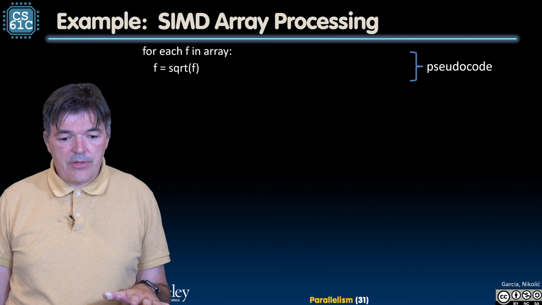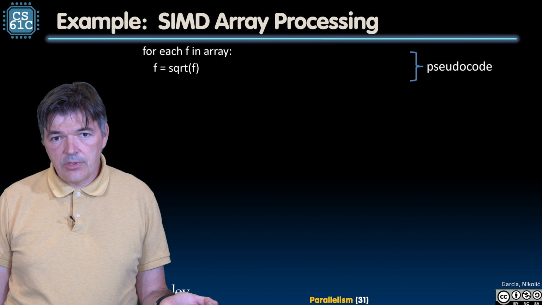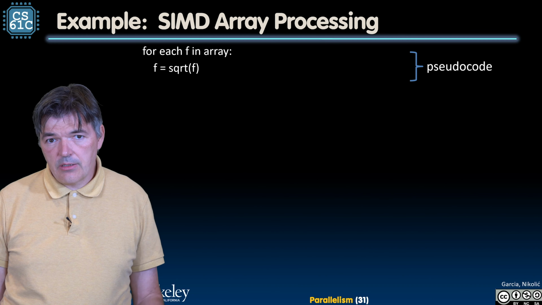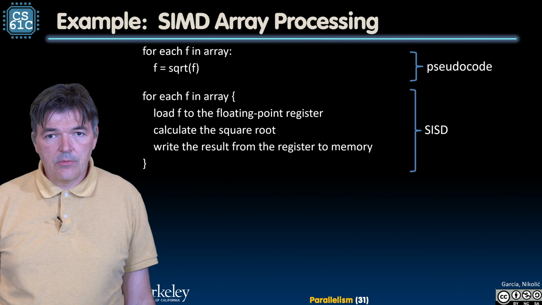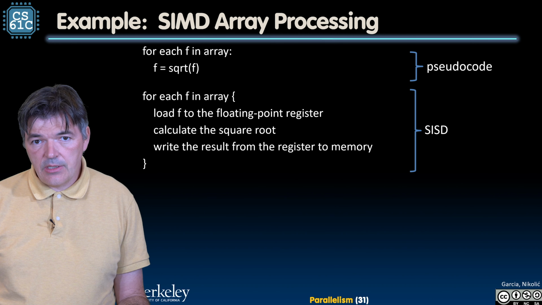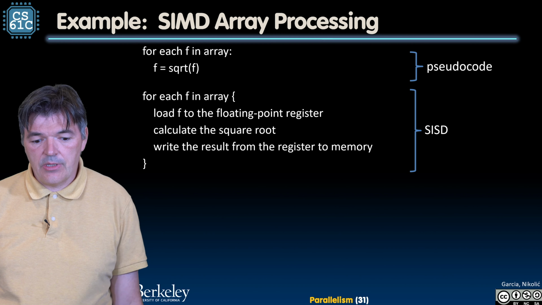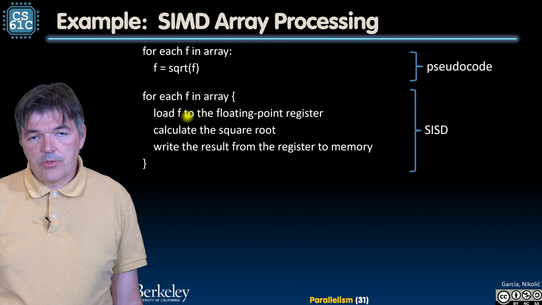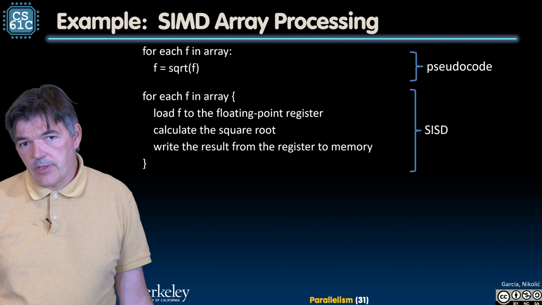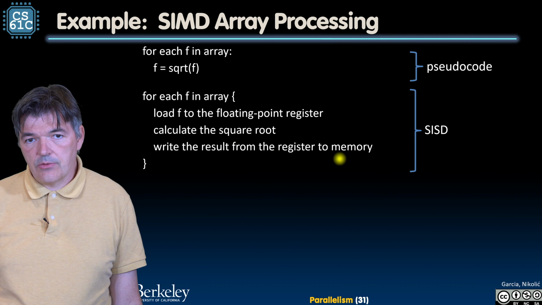So let's say that we would like to work on an array, and for each element in the array, we would like to find out what is the square root of that element and write the results back in the memory. If we are writing single instruction, single data type of code, we will be working on each element of the array separately. First, for each element in the array, we would load it to the floating point register, perform the calculation, find the square root, and finally write the result from the register to the memory.